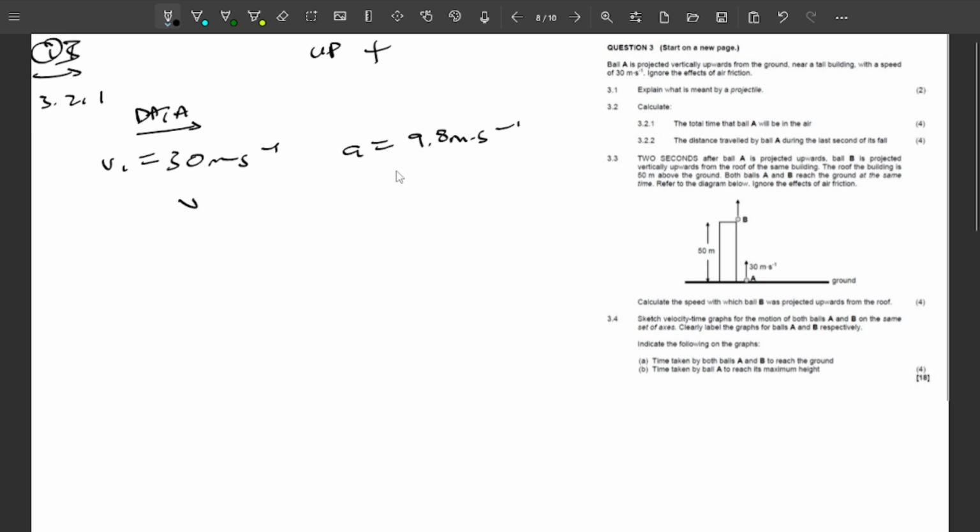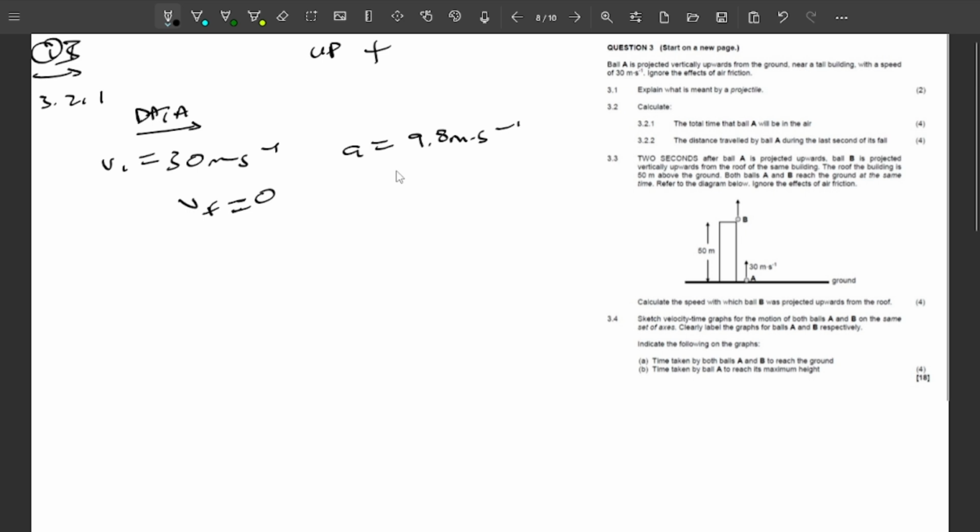Here's one thing: the VF. The VF is what? It's 0. Now why? Remember, they said ball A is projected vertically upwards from the ground near a tall building with a speed of 30. This ball is thrown up, it's projected upwards, and it will reach its maximum height, whereby the VF will be 0. Now we don't know where that point is, but we do know that it will reach that point whereby the VF is 0. So that's how you can use it. You just have to understand that that is what's going to happen.